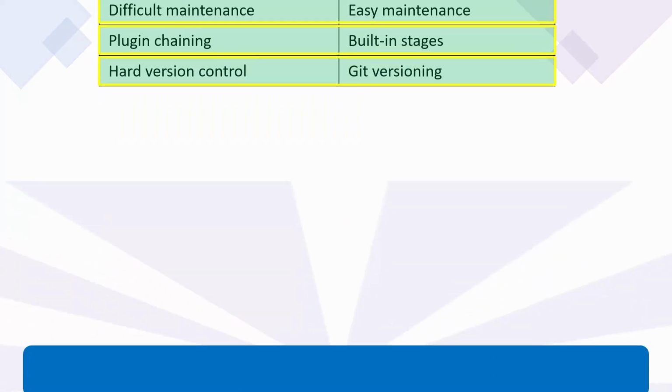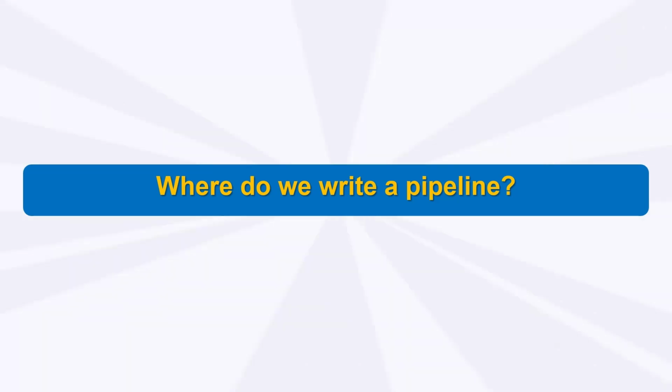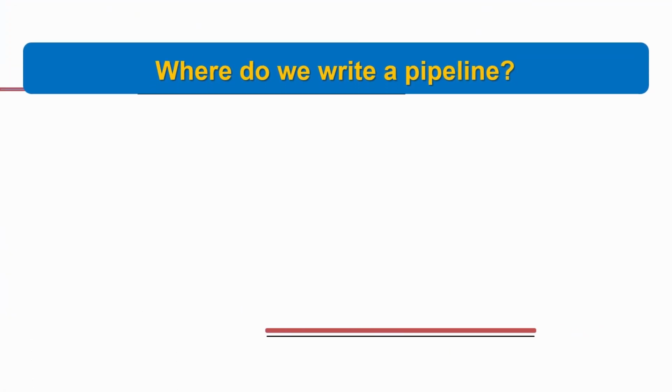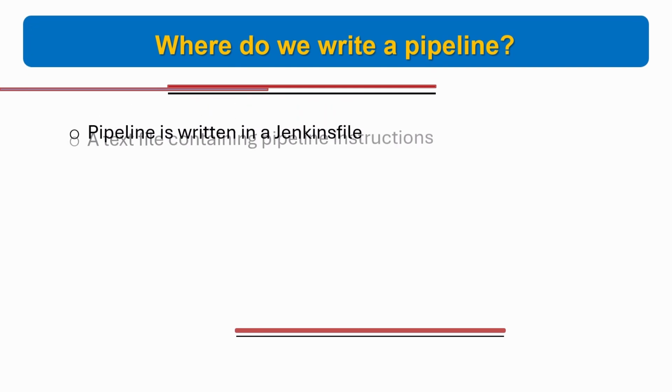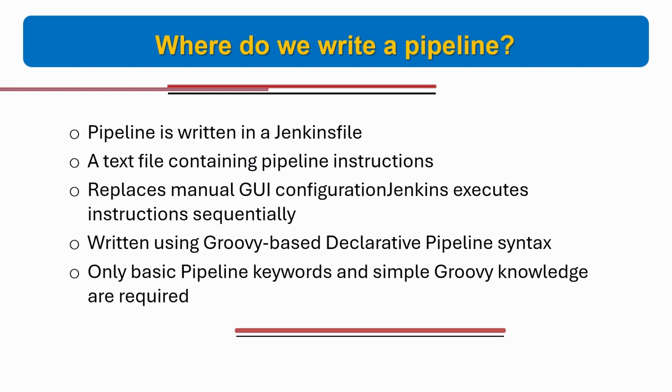Now that we understand why Jenkins pipeline was introduced, the next question is, where do we write the pipeline? The answer is inside a file called Jenkinsfile. Think of a Jenkinsfile as a recipe. Instead of clicking buttons in the interface, we write instructions in a text file. When Jenkins reads this file, it executes the instructions exactly in the order we have written them.